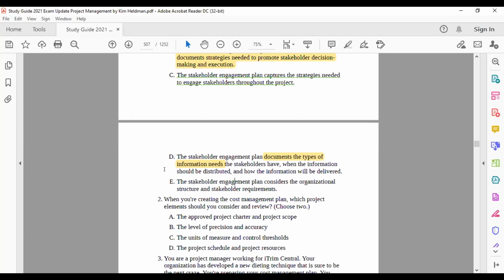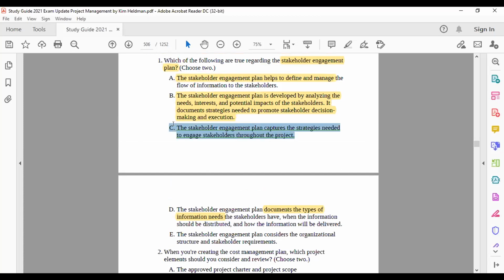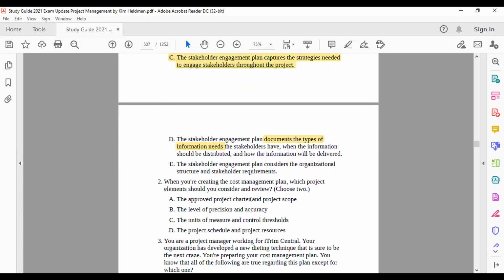Yes, communication, part of communication. Exactly. And if you look at E, stakeholder engagement plan considers the organizational structure. Stakeholder engagement plan has nothing to do with organizational structure, correct? Or does it? Some stakeholders could be part of the organization, but not their structure. Yeah, possible. So B and C were the correct answers for us. Make sure that before selecting the right answer, we have gone through all the answers and we are concrete about it. Let's go next.